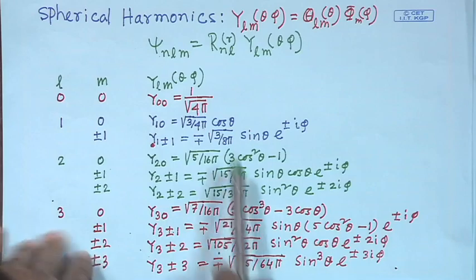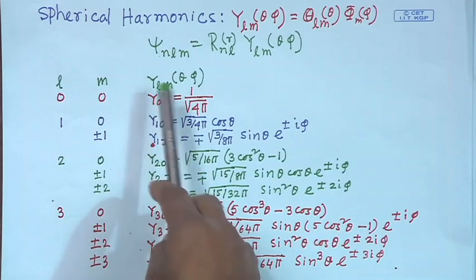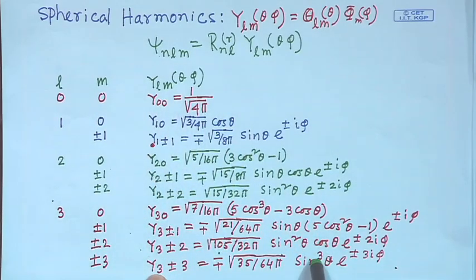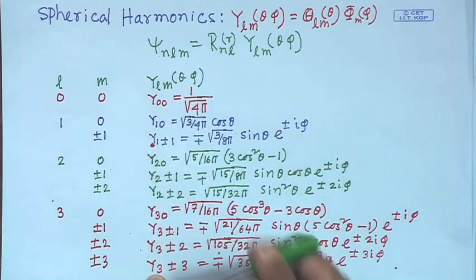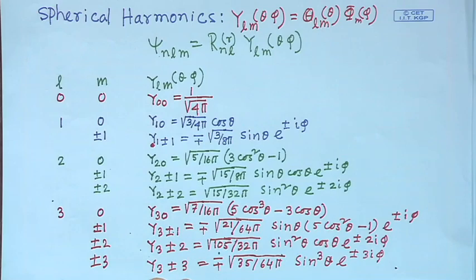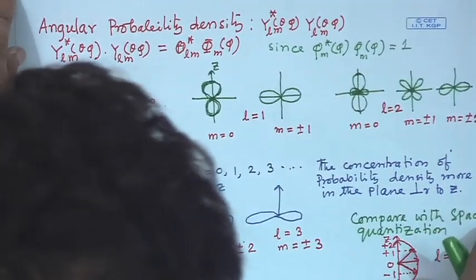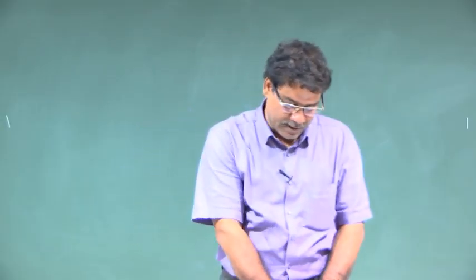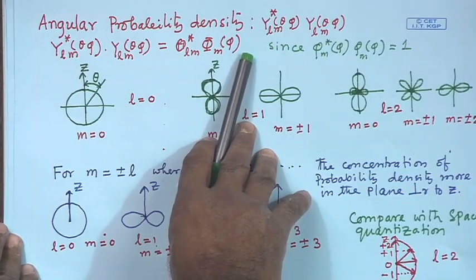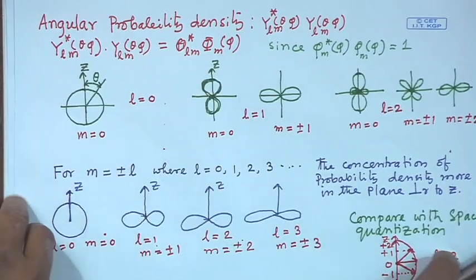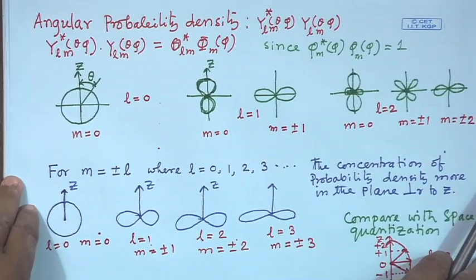Now if you know Y L M, the form is like this. So you will get the angular probability density by taking Y star Y. If I now plot it in graphical form, the angular probability density for a few values of L and M.